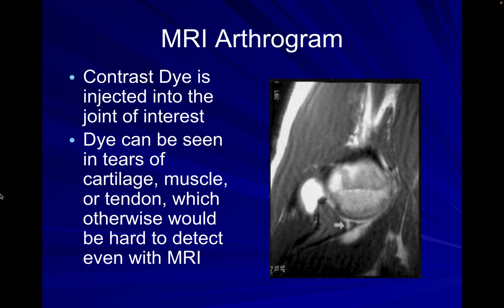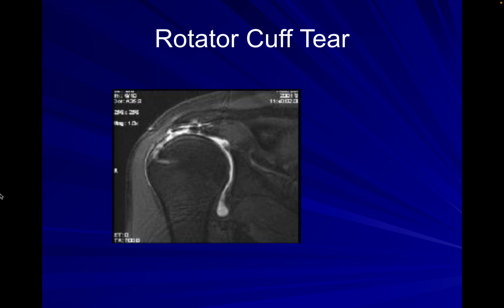And in this picture on the right there, you can see a tear through the glenoid there at the labrum. And then heading over to the rotator cuff, on here you can see fluid leaking out with some fraying in the rotator cuff tendons.